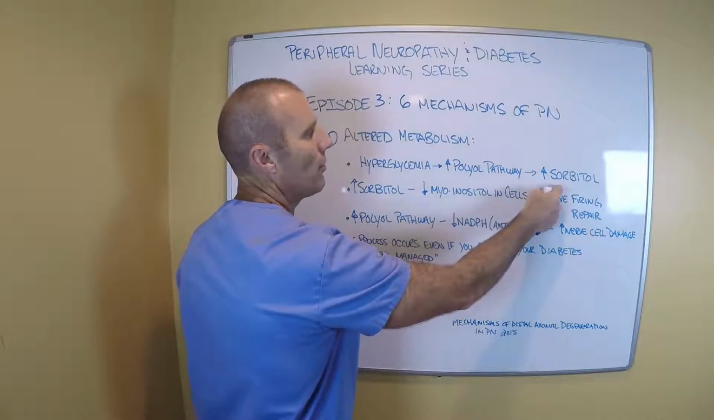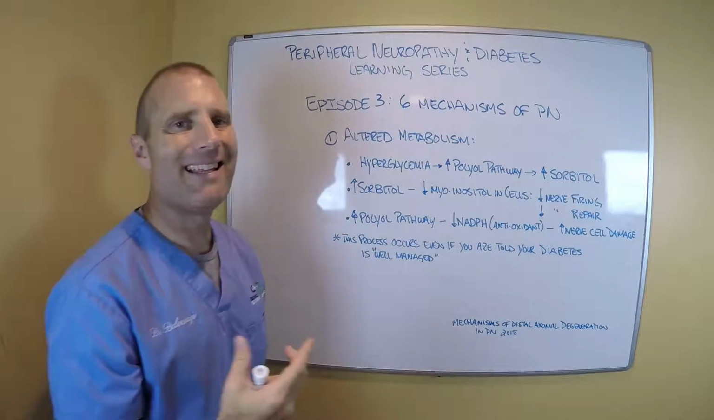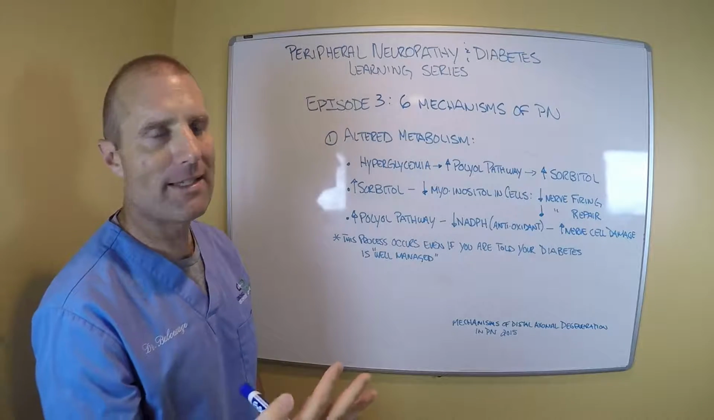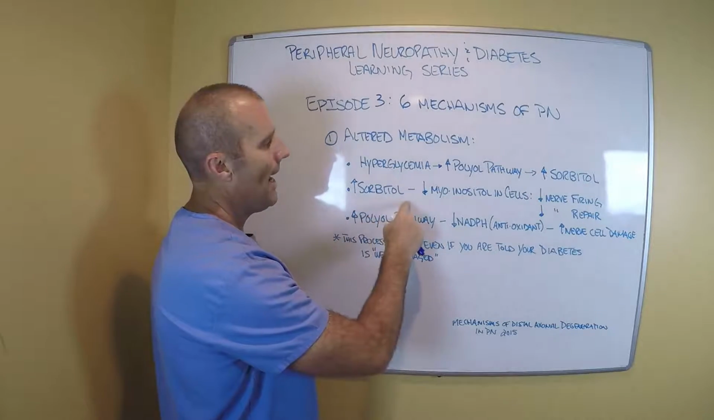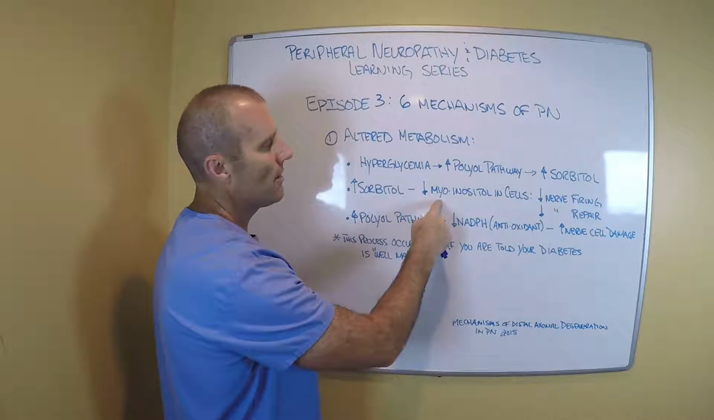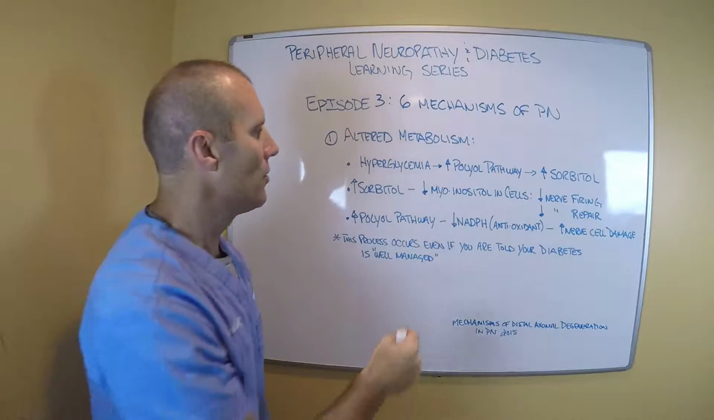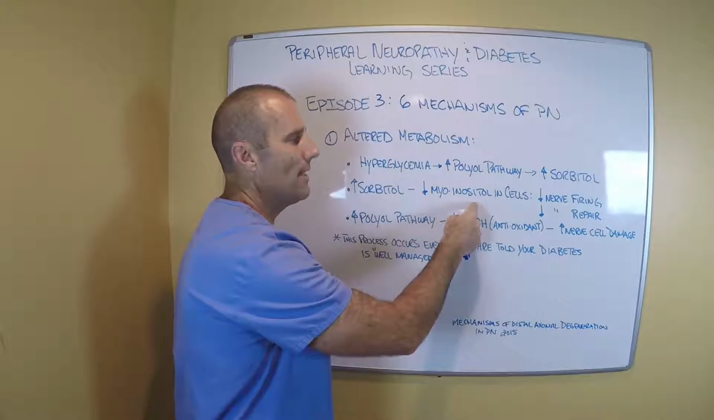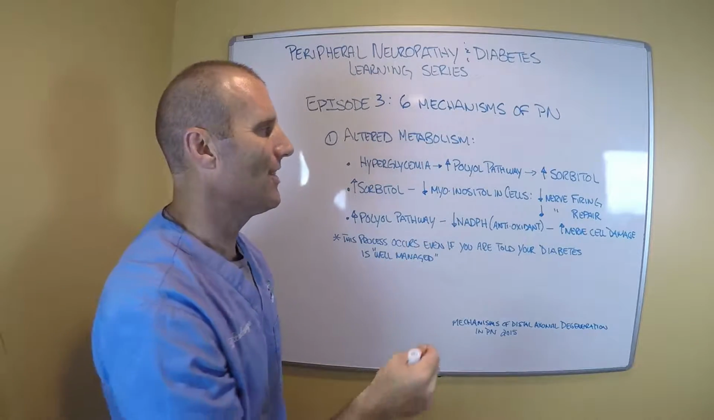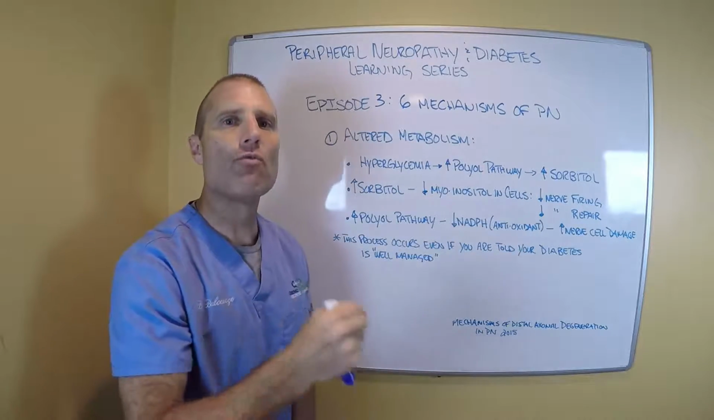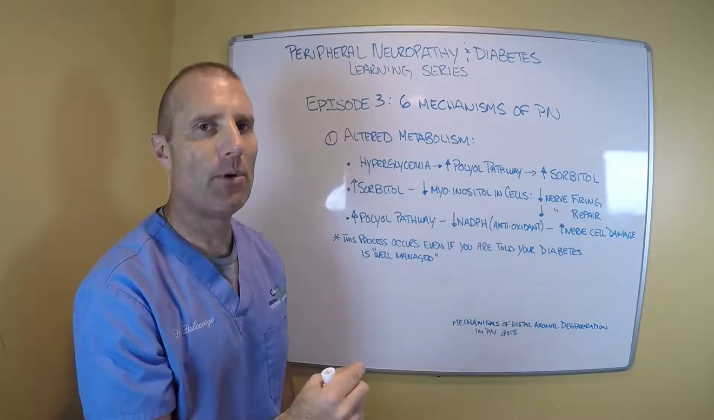But when you increase sorbitol, sorbitol is an alcohol. And sorbitol creates oxidative stress and damage in the tissues, and it decreases something called myoinositol in the nerve cells. So when it decreases the myoinositol, your nerve cells can't fire the way they're supposed to, and they can't repair the way they're supposed to.